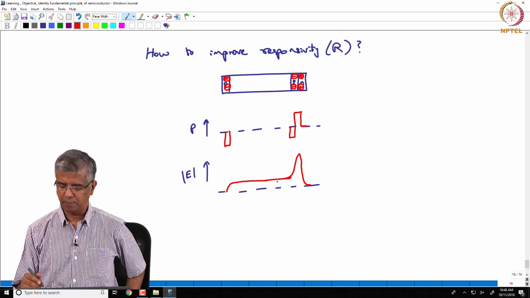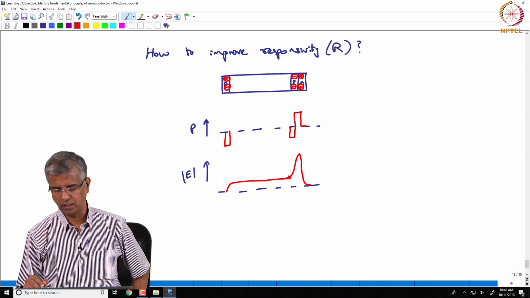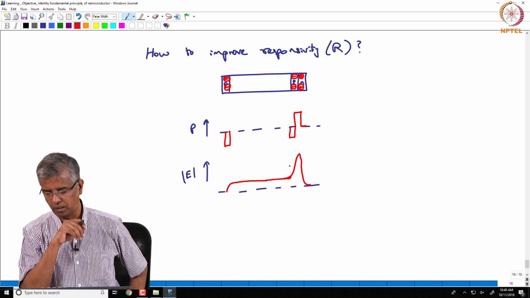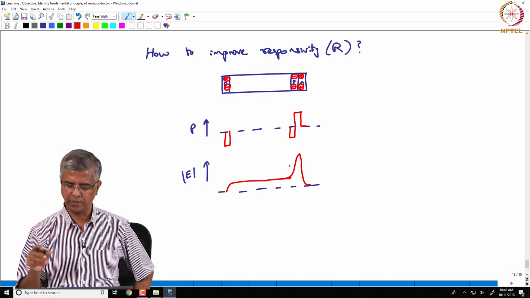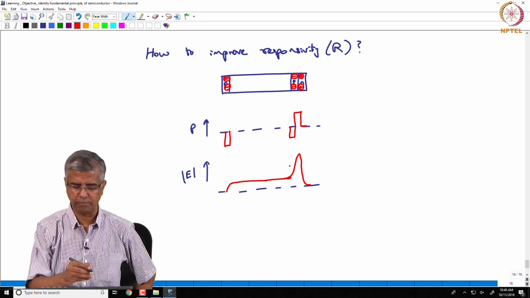So you have a very high electric field that's within a very small region, or we have a very large voltage drop within a very small region. So what is the effect of that?